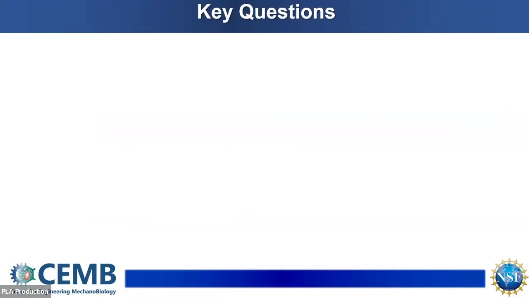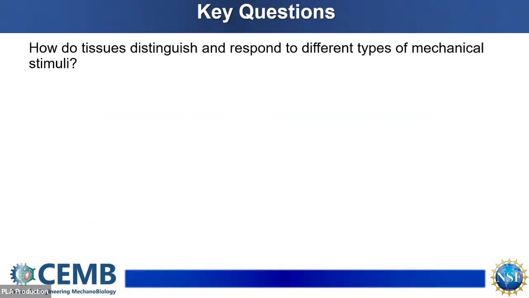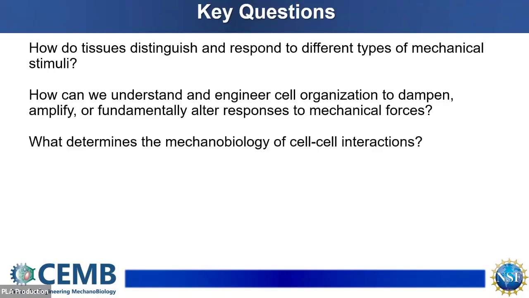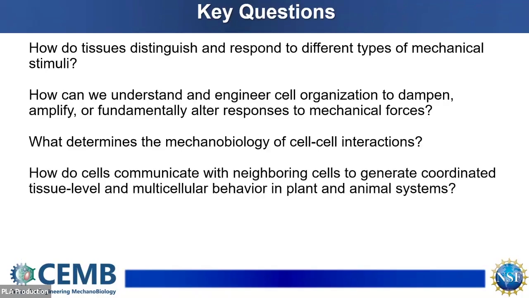So key questions that we've been addressing overall is how do tissues distinguish and respond to different mechanical stimuli? How can we understand and engineer cell organization in response to those mechanical forces? Can we further understand the mechanobiology of cell-cell interactions? How do cells communicate with neighboring cells in a coordinated way in the behavior of different cross-kingdom systems, plant and animal systems?